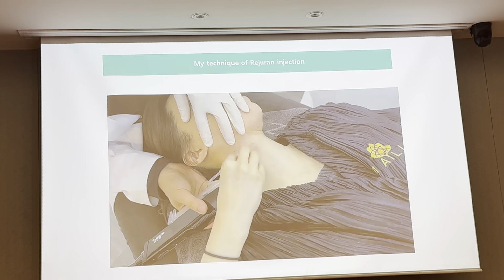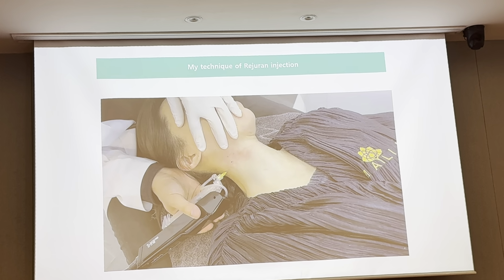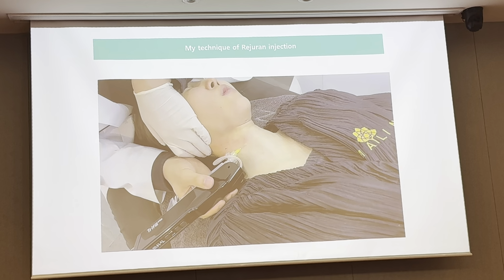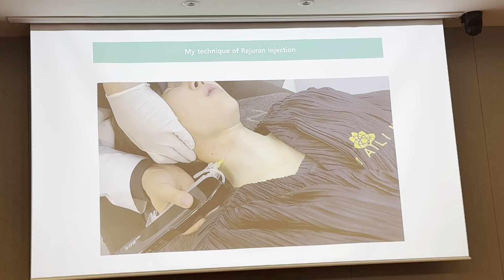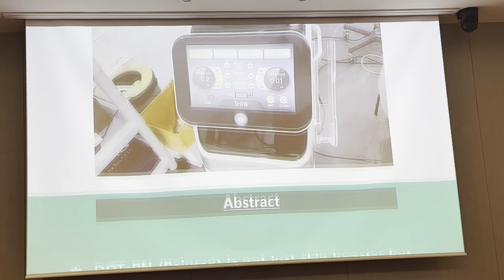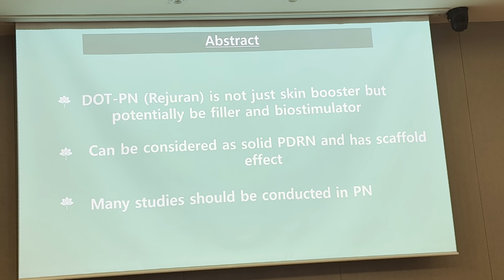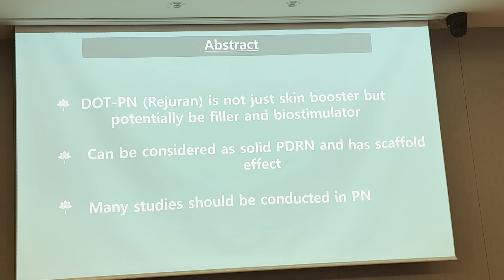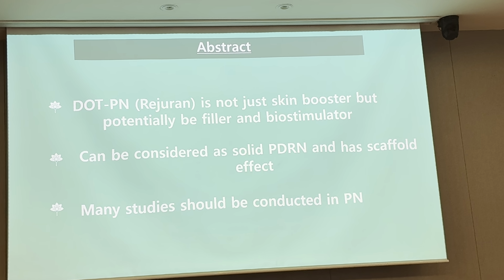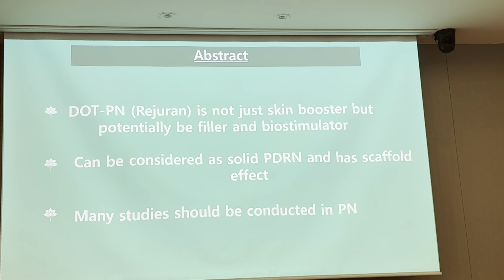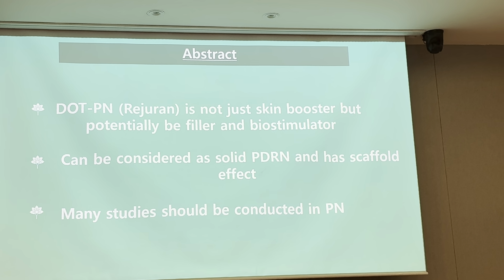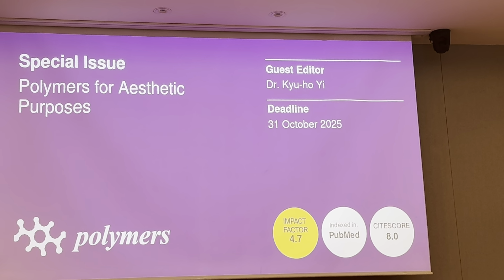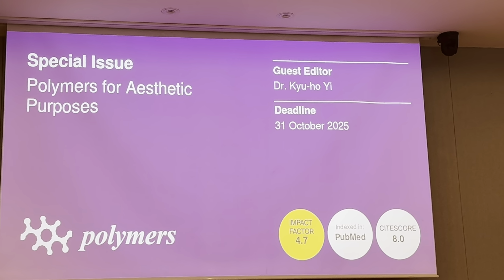This is also how I treat my patients in the clinic for horizontal neck lines. I do a subcision with air, then put in polynucleotide. So there are so many manipulations that you can do with Rejuran. I think it will have a lot of potential in the future, and we will get more evidence, not only for skin boosters but filler-wise.